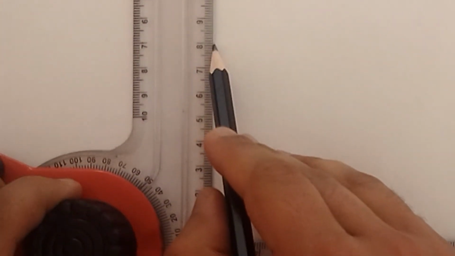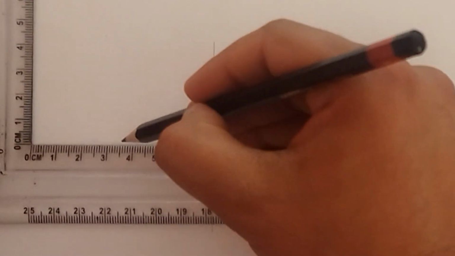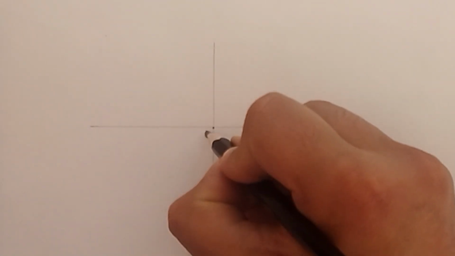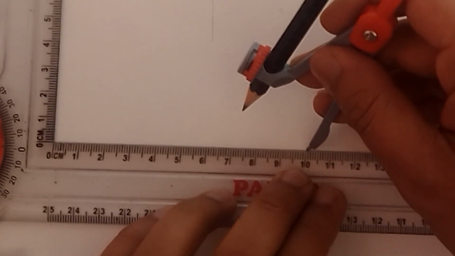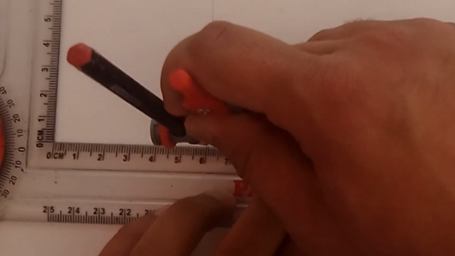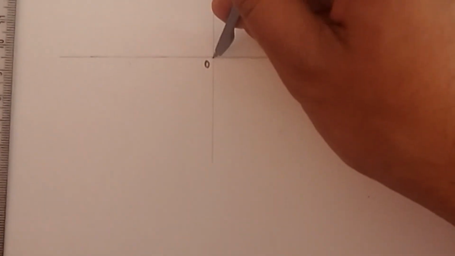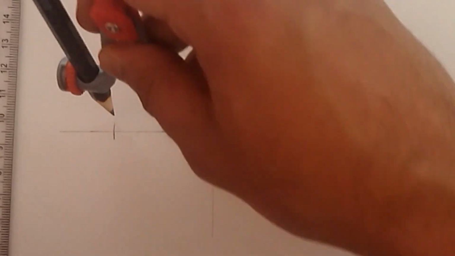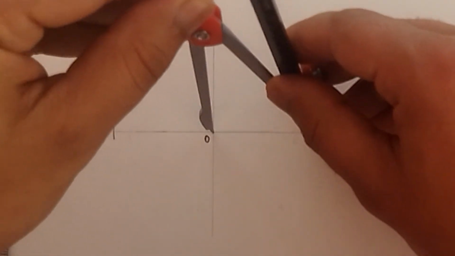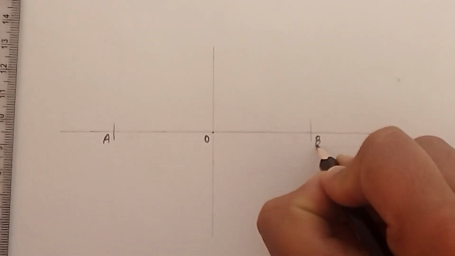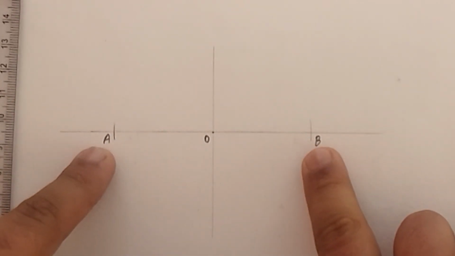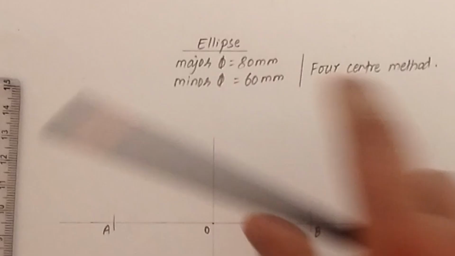Let me construct a center line, okay, and with center O. So now take your compass and measure 40 millimeters and cut with center O at both sides of the horizontal line, and name these points as A and B. The total distance between AB is 80 millimeters, the major diameter.